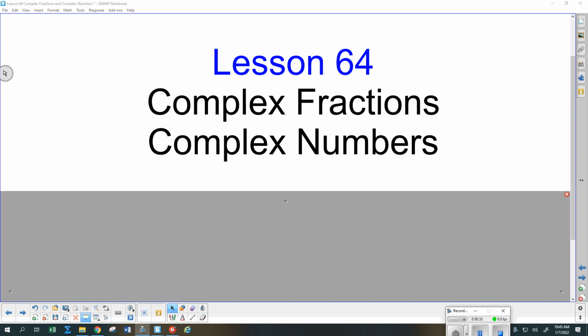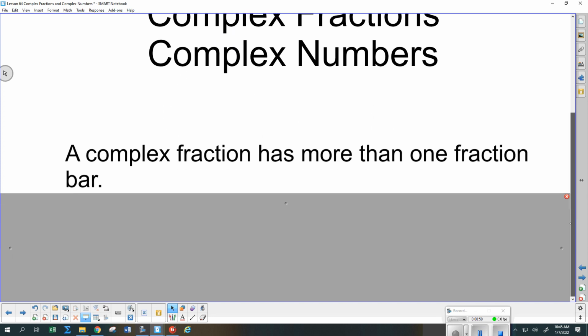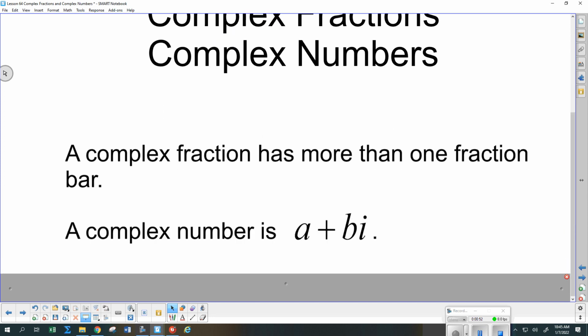What about a complex fraction? And we actually had one of those. It was number 19 on that review paper that I already gave back to you guys. What's complex? There's more than one fraction bar in it. So those are the two things we're going to talk about today. So a complex fraction has more than one fraction bar. A complex number has an i in it.